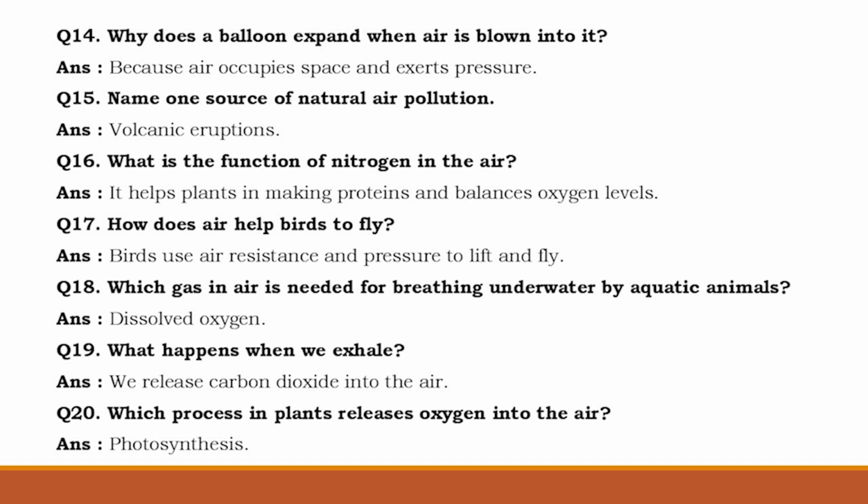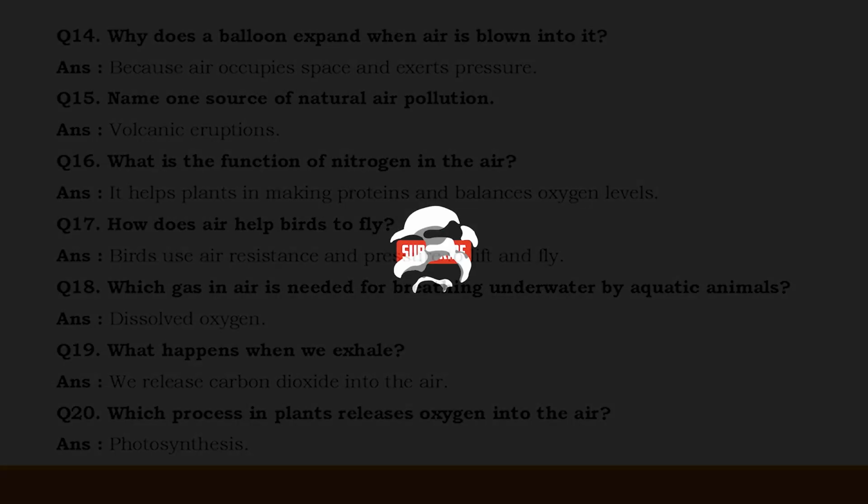Question 18. Which gas in air is needed for breathing underwater by aquatic animals? Answer: dissolved oxygen. Question 19. What happens when we exhale? Answer: we release carbon dioxide into the air. Question 20. Which process in plants releases oxygen into the air? Answer: photosynthesis.